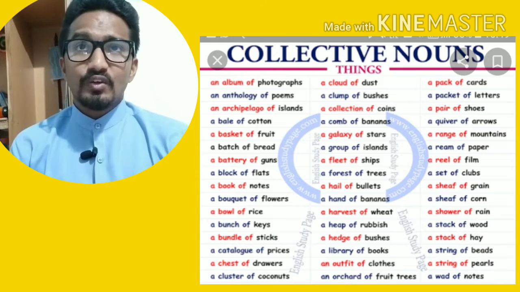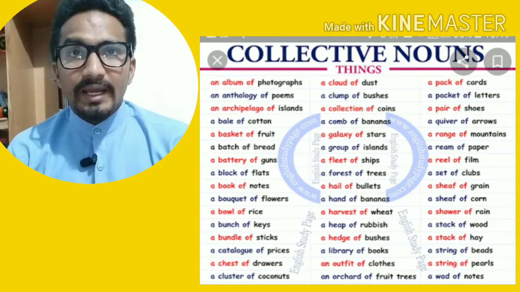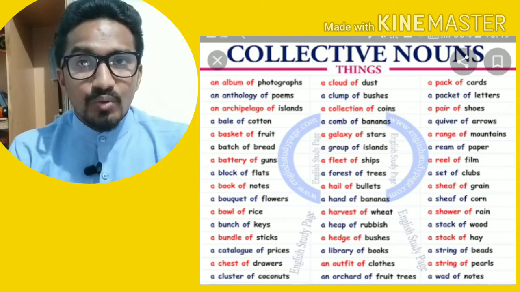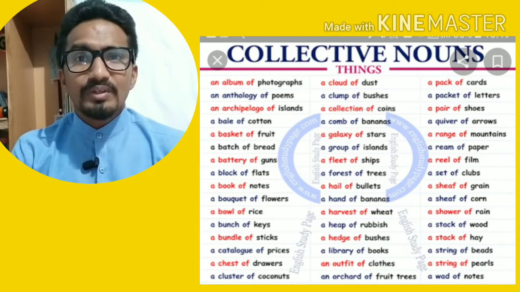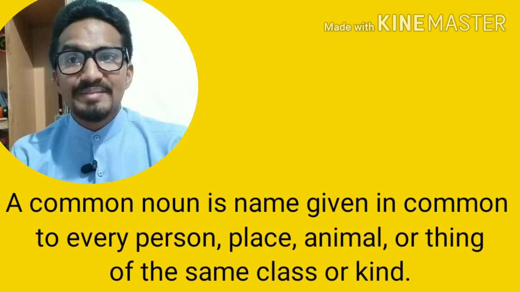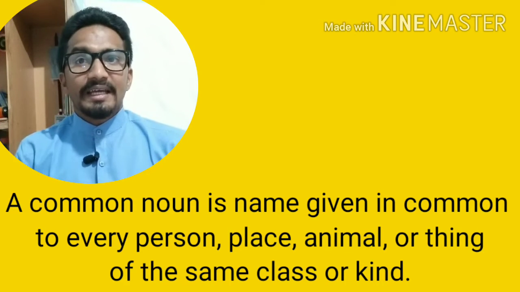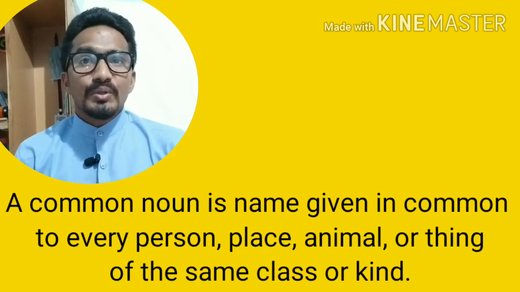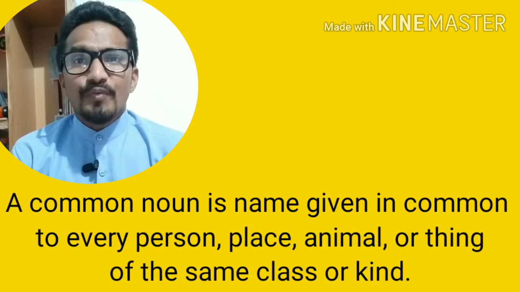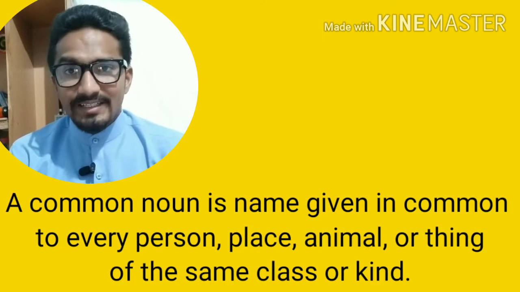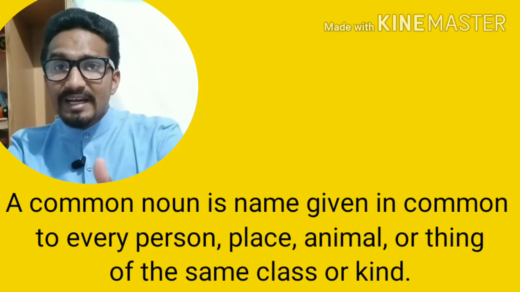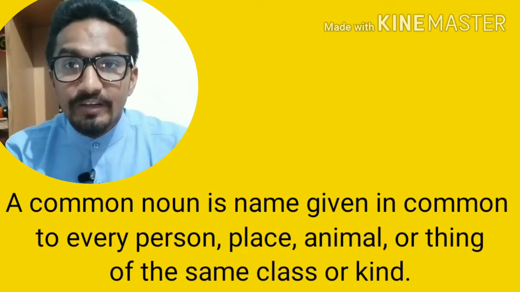Now we have already seen the concrete noun, abstract noun, and collective noun. The fourth one, let's go to the common noun. What is a common noun? A common noun is a name given in common to every person, place, animal, or thing of the same class or kind. If a thing, person, place, or animal belongs to the same kind, we have a common name for them.